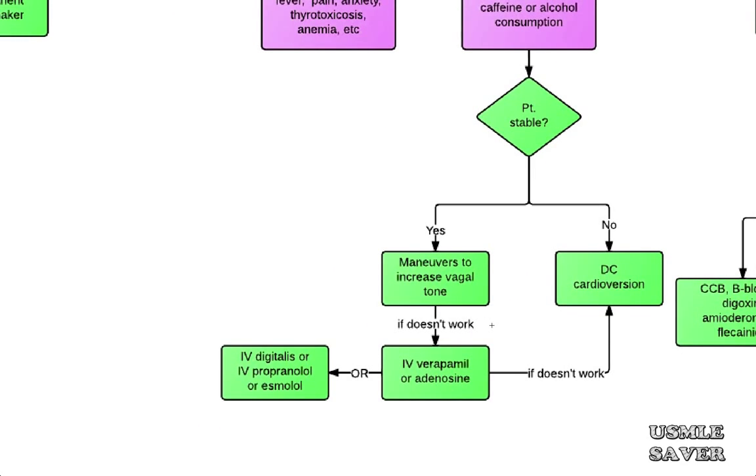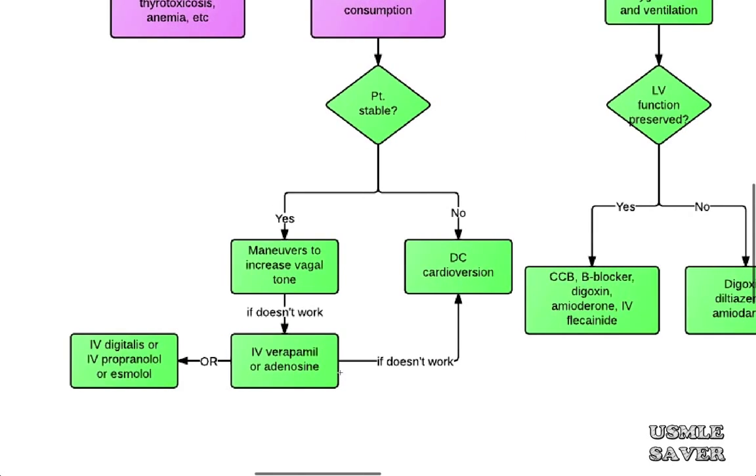If that doesn't work, the next step is to give IV verapamil or adenosine. If these drugs don't work, then you have other medical options like IV digoxin, IV propranolol, or esmolol. Digitalis is the same as digoxin, so don't get confused if you see something else in your book. If these medical options don't work, the next step is DC cardioversion.